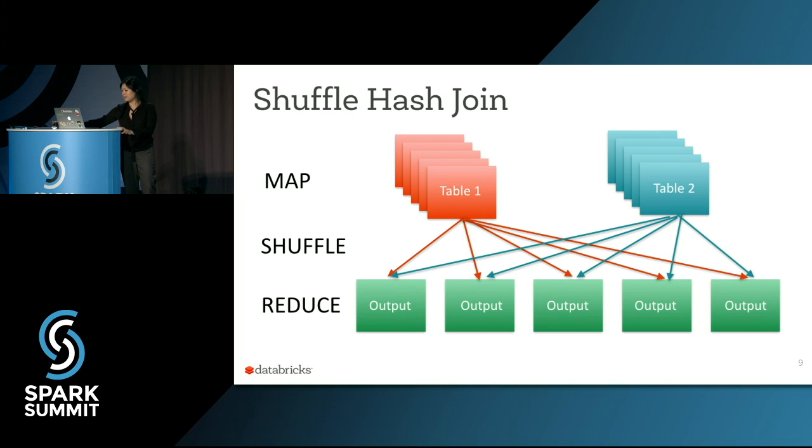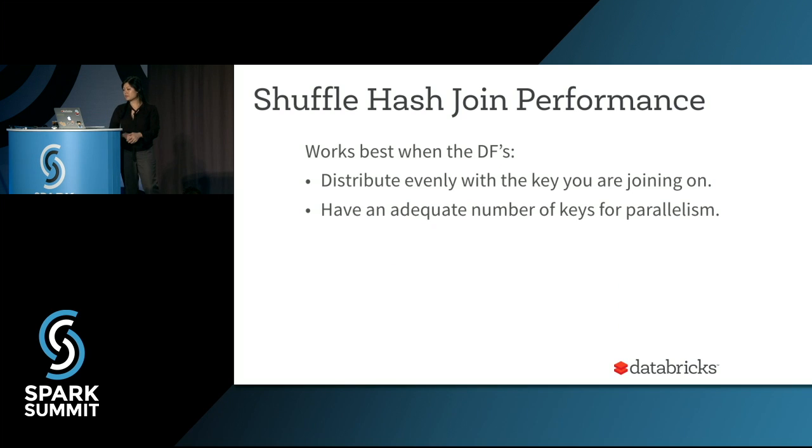Great. And you know, if you just read through, there's obviously tons of different things. If you read back to regular old MapReduce, the shuffle hash join will make sense. So shuffle hash join in terms of performance, it works best when the data distributes evenly with the key that you're joining on. So hopefully if you do a select with your key and a count star and group by that key, you'll see that distribution is fairly even.